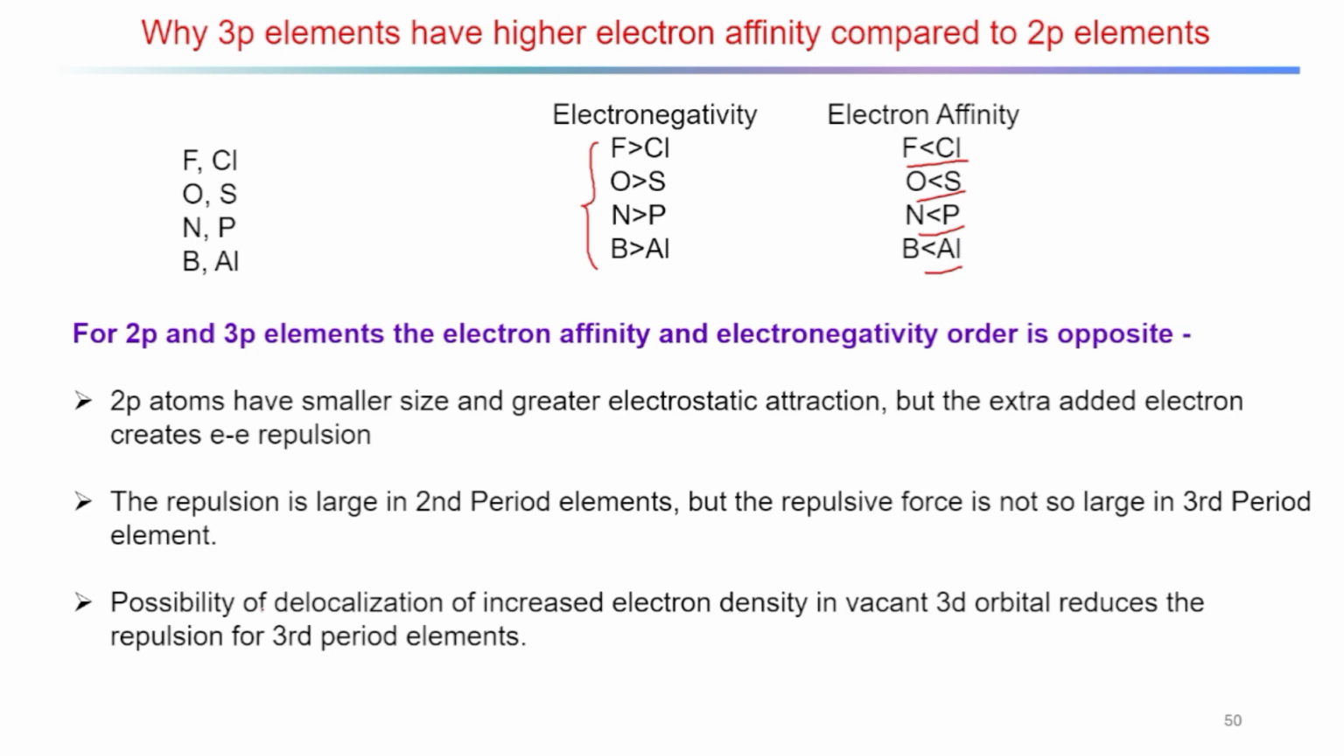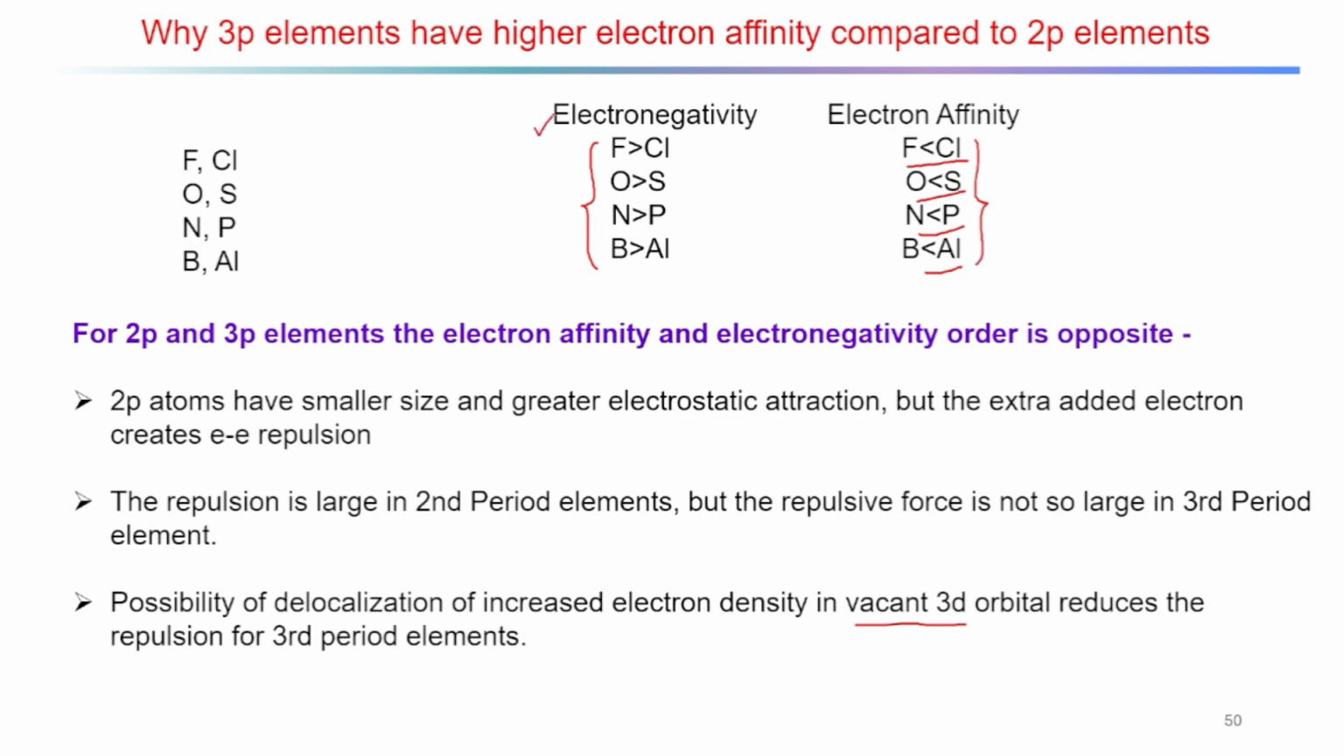The next point is that the possibility of delocalization of increased electron density in vacant 3d orbitals reduces the repulsion for third period elements. Third period elements have a vacant 3d orbital. So the incoming electron, which is increasing the electron density, can be passed by the atom to the vacant 3d orbital. In that way, it can reduce the electron-electron repulsion, right? So that's why these 3p elements have higher electron affinity, whereas 2p elements have higher electronegativity.